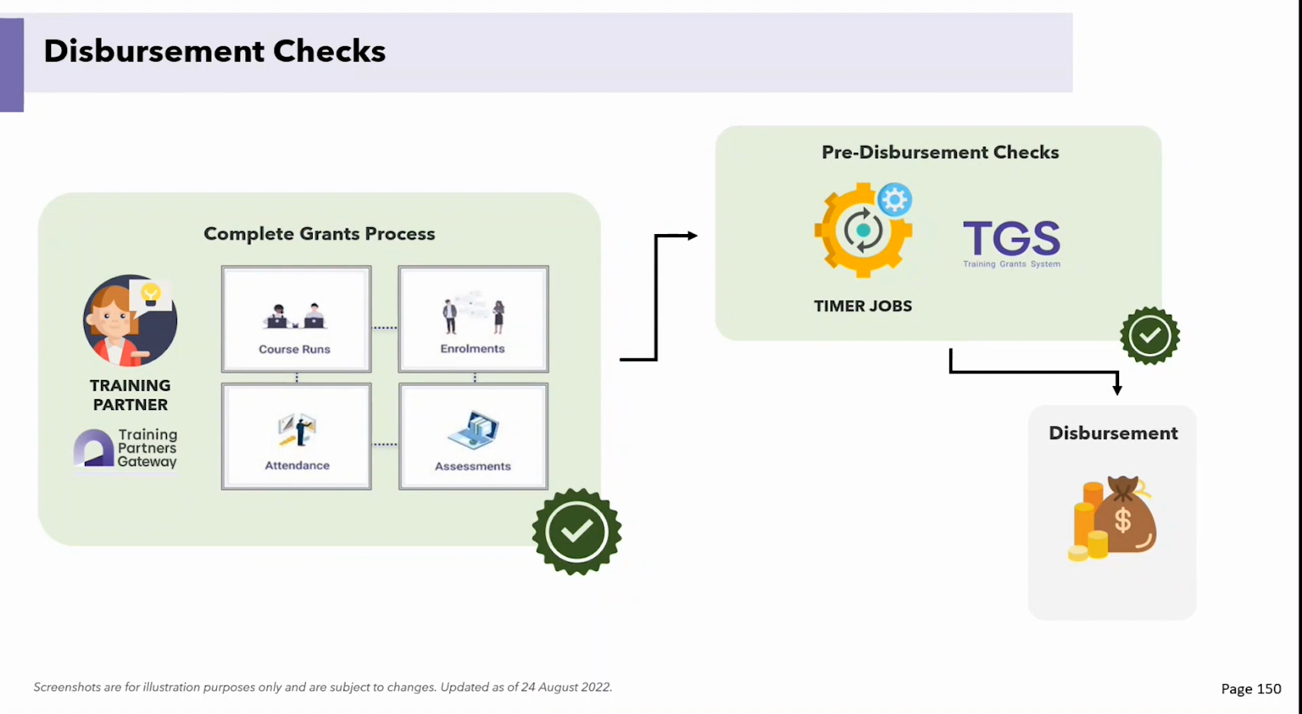But if any of these pre-disbursement checks did not pass, the system will continue to check every single day to see whether the pre-disbursement criteria has been met. For example, maybe the TP has already uploaded the attendance and assessments on time, but what is still pending is the enrollment fee collection status.